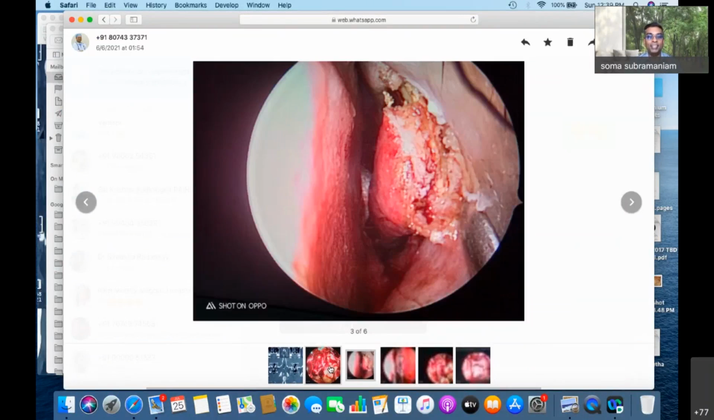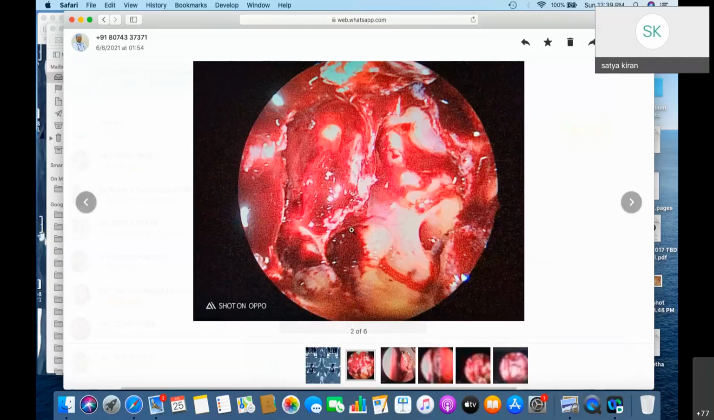Yes, you've already done it. This was a case of actually fungal sinusitis. We tried to open the right sphenoid by going through the rostrum of the sphenoid, and then we opened the intersphenoid septum and then went down to the right sphenoid this way. Is this a good way of opening? Yeah.